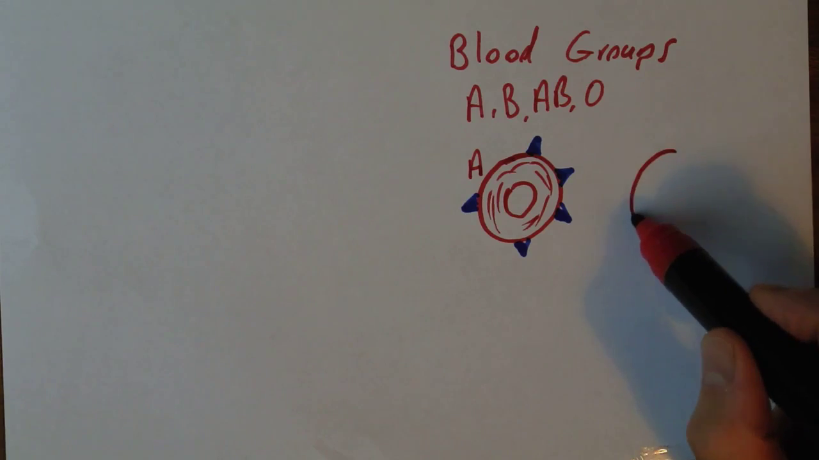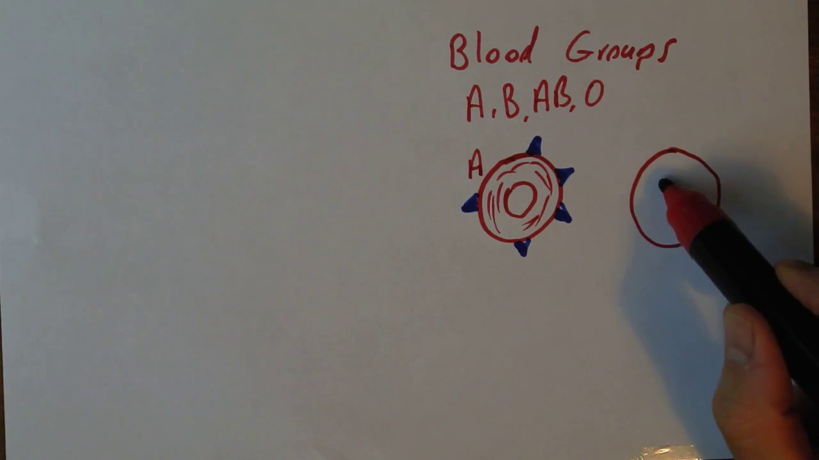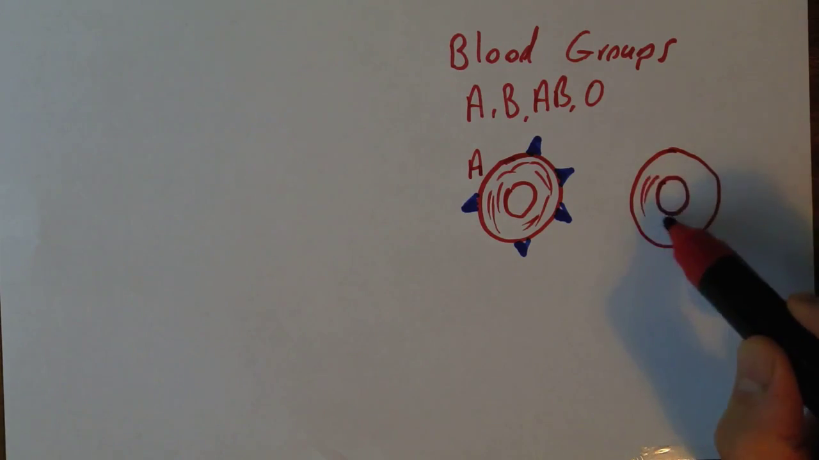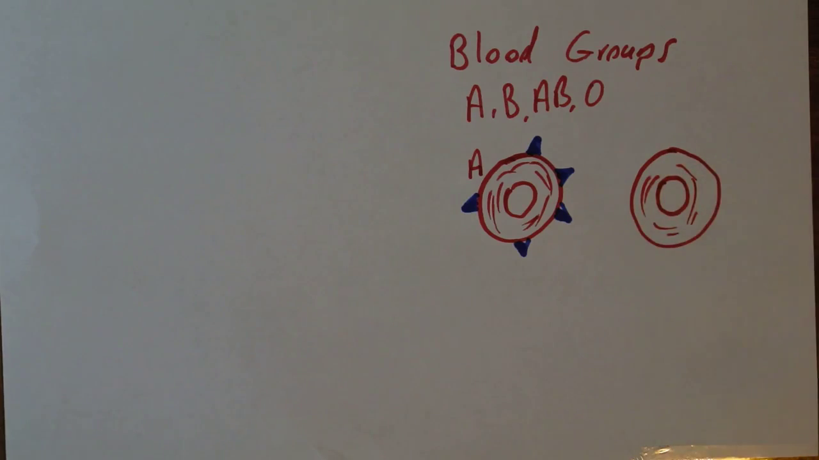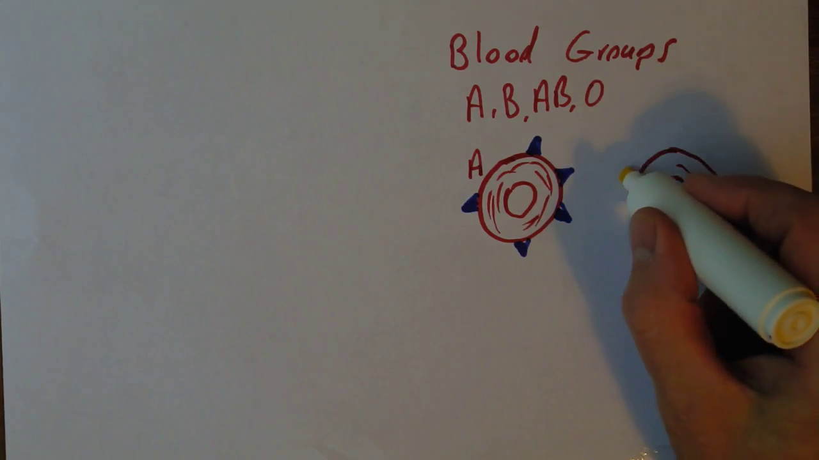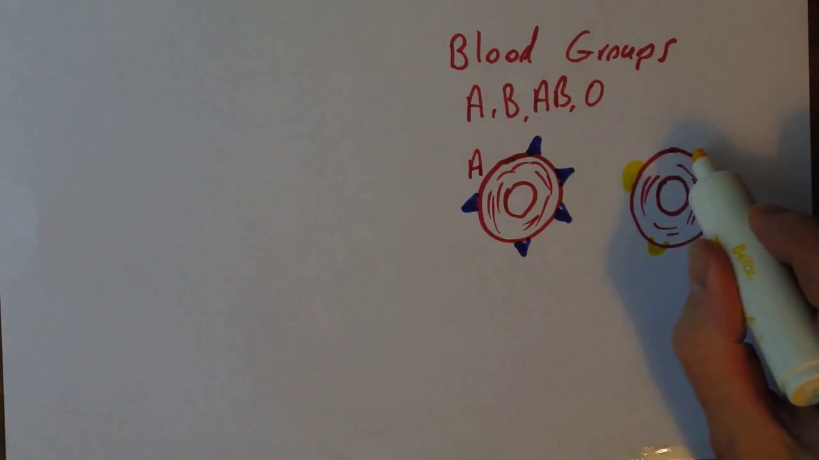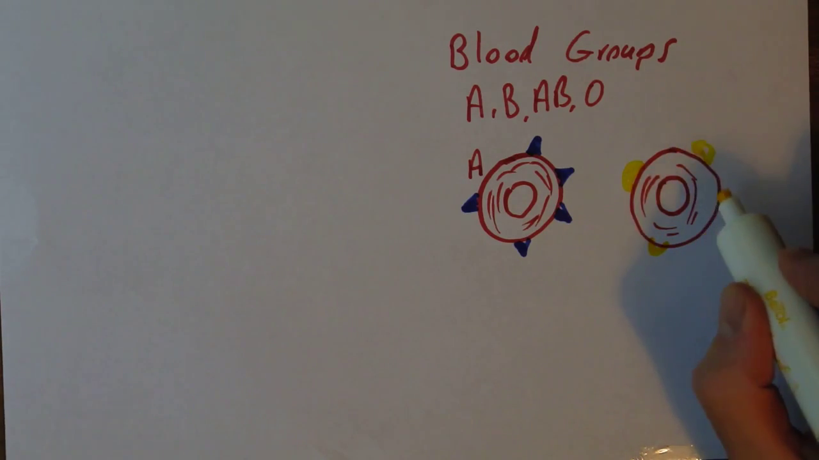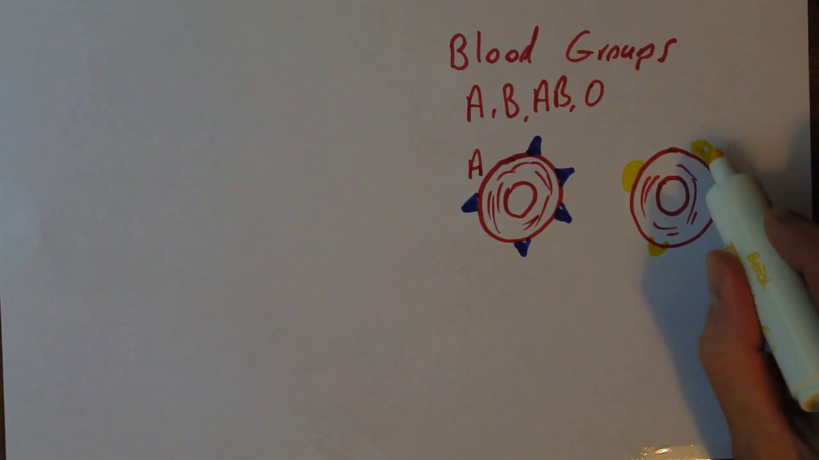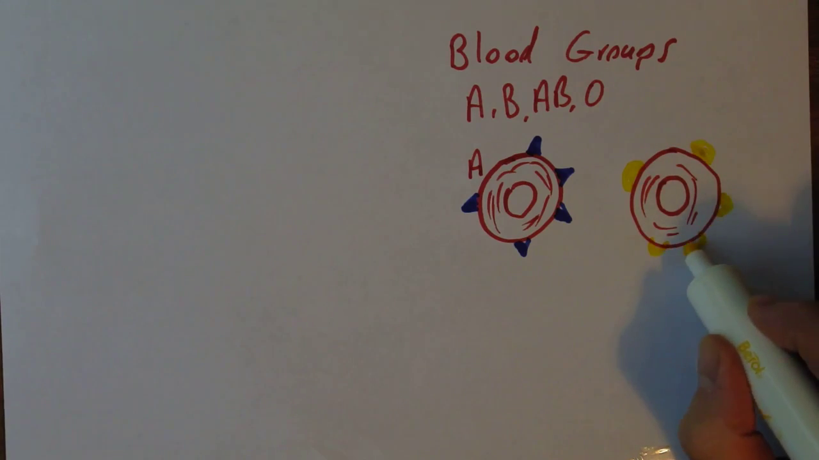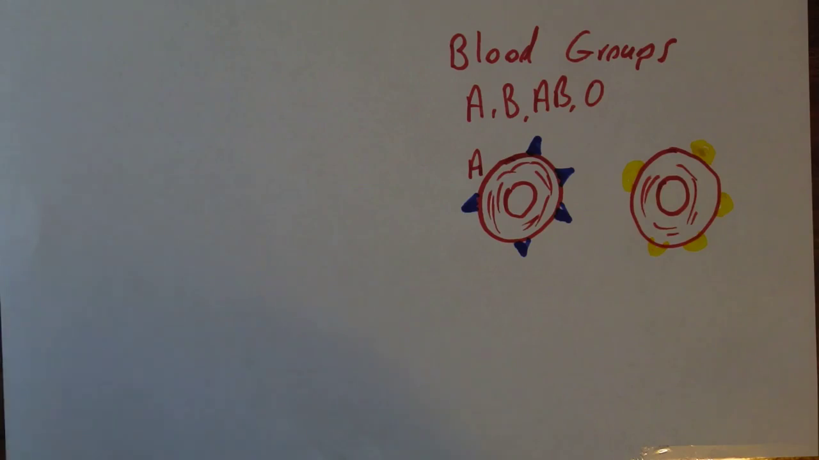Blood group B, again, is determined by the nature of the red cells. And in blood group B, there are B antigens on the surface, represented by these semicircles. So that's blood group B.